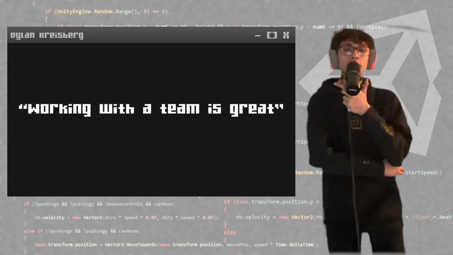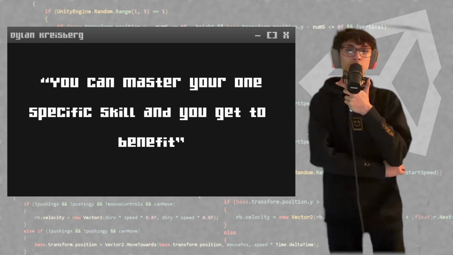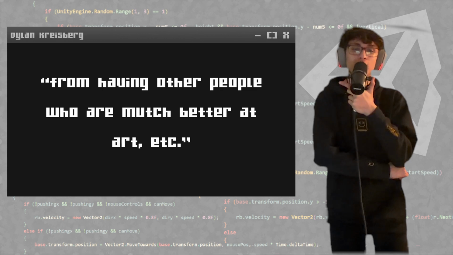Jack says that working with a team is great because you don't have to be a master at everything. You can master your one specific skill and you get to benefit from having other people who are much better at art, etc.